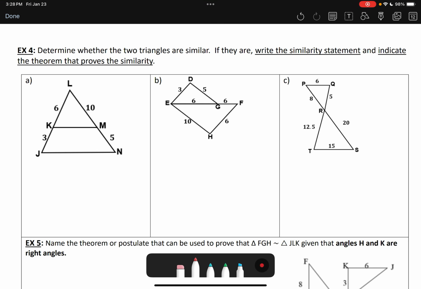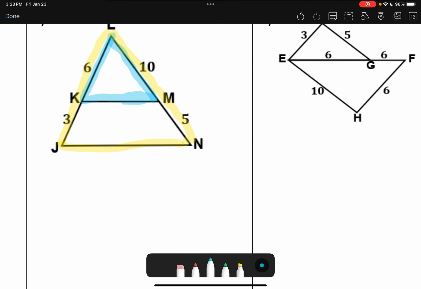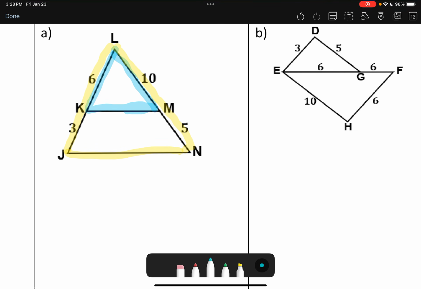So in part A, what we have here is a situation where we have a triangle embedded inside of another triangle. So I have a small triangle here and then a large triangle here. Now, I didn't do this earlier, but we're going to do this now. What I typically recommend for these types of questions is let's go through and separate out the triangles. If I separate out the triangles, we'll draw the smaller one first. Our smaller triangle here in blue would be triangle KLM.